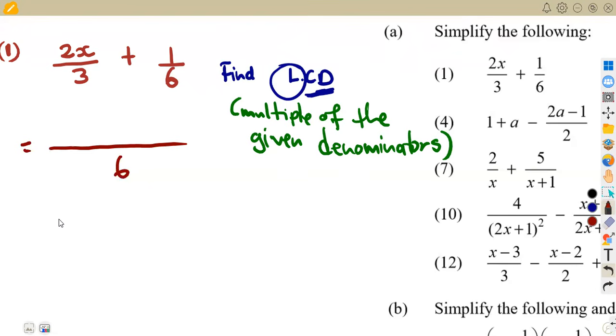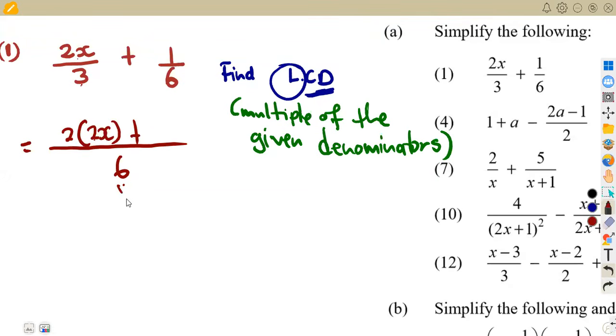Like I said, I've got two ways that I'm going to explain this. If you write the LCD like this, you are going to use it and divide back by the denominator of the first fraction. So you divide 6 by 3, we get a 2. That 2 that you get, you multiply to the numerator. So it is going to be 2 times 2x.